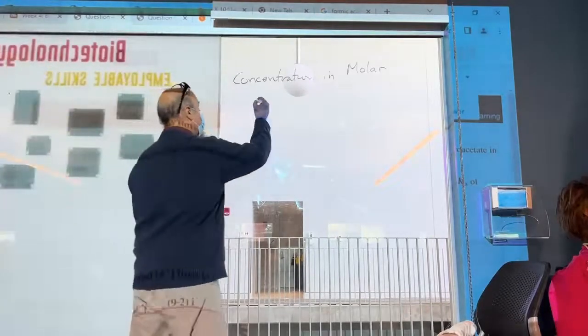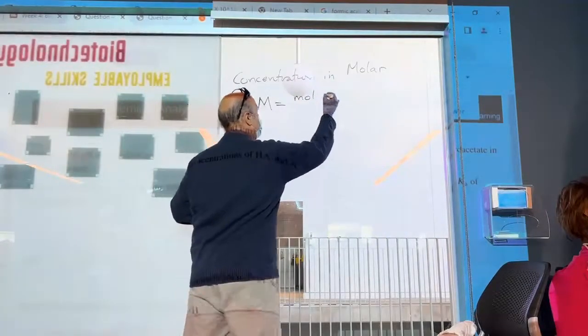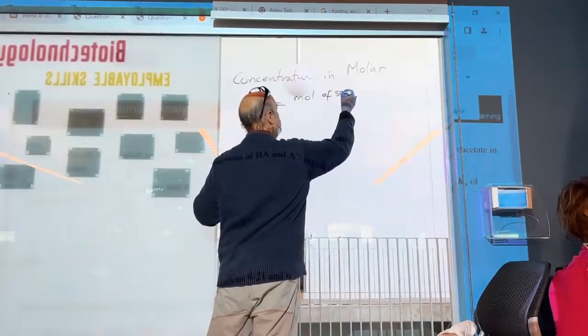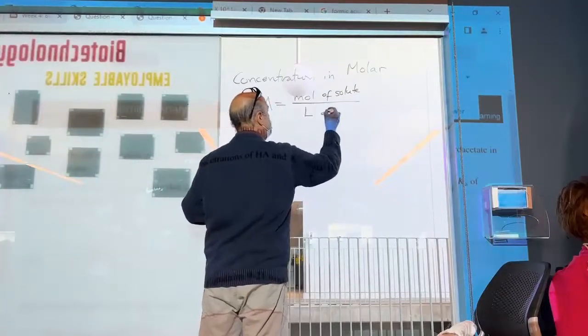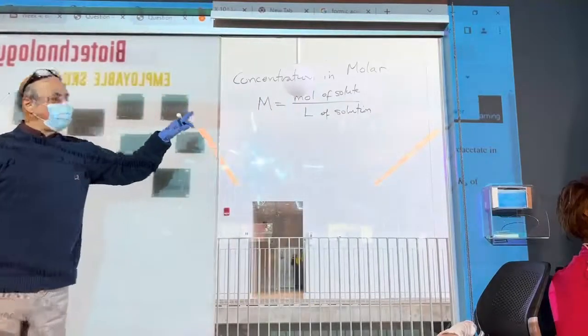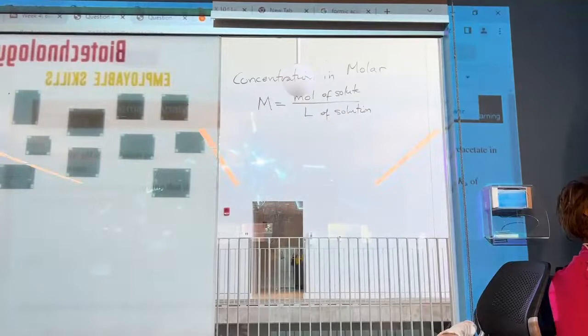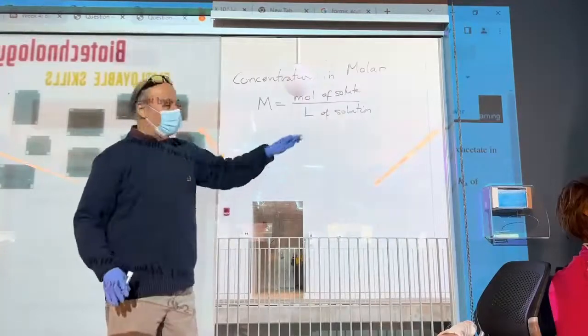Okay, so molar is defined as moles of solute per liter of solution. Because there's another concentration unit known as normal. And then there's also molal, not molar, but molal with an L at the end, which would be liters of solvent. So we don't want to go there. We want liters of solution.